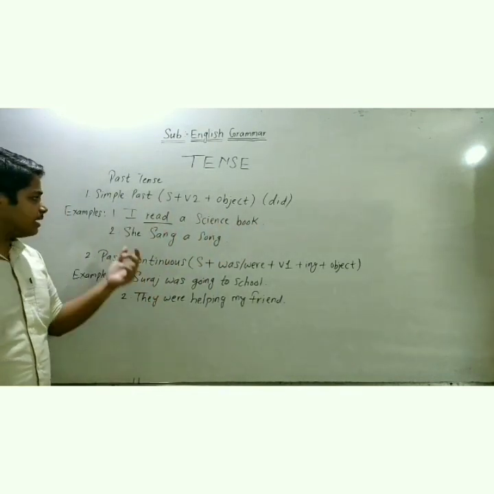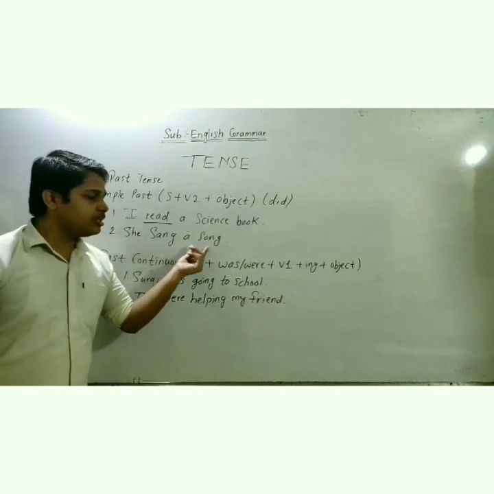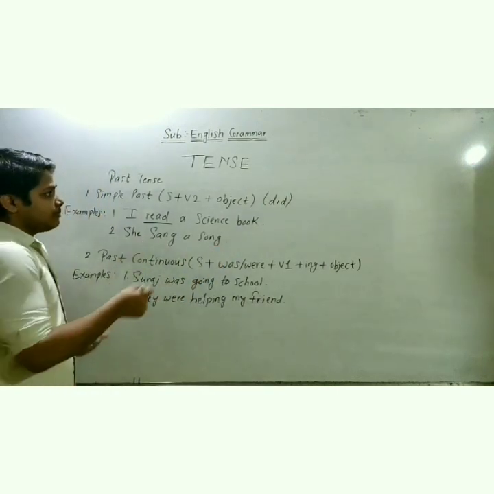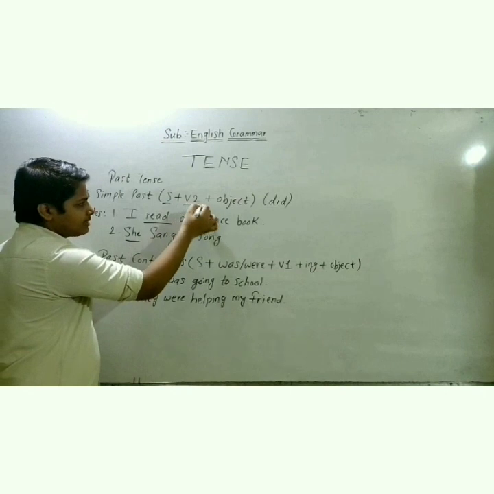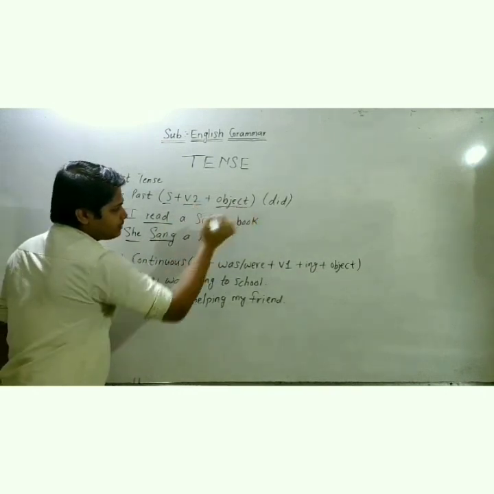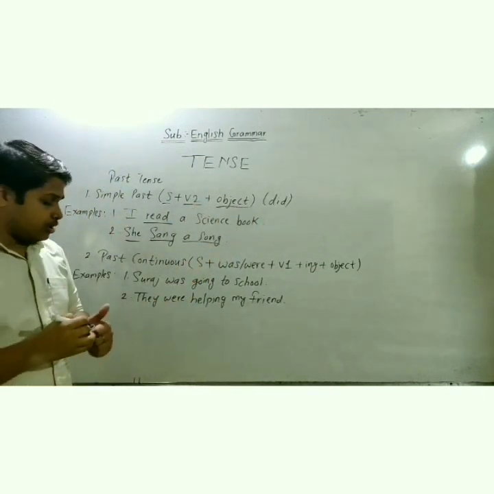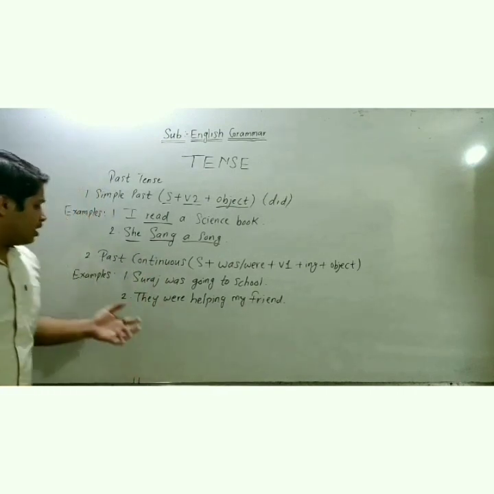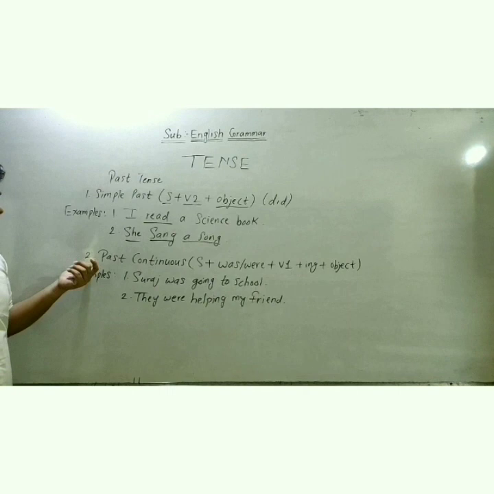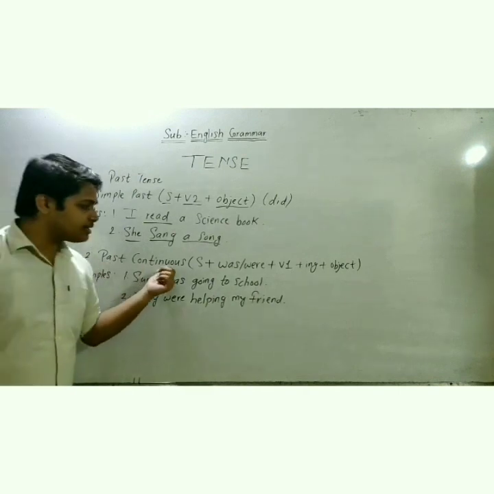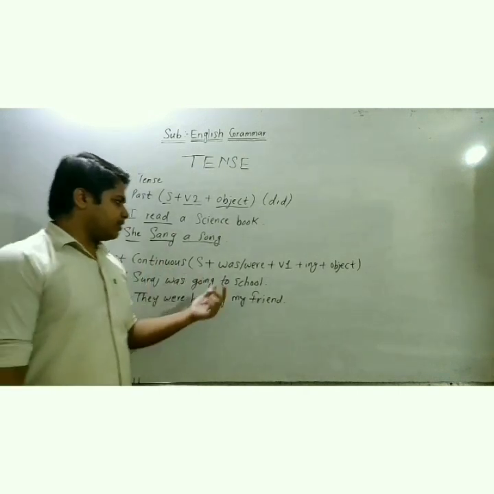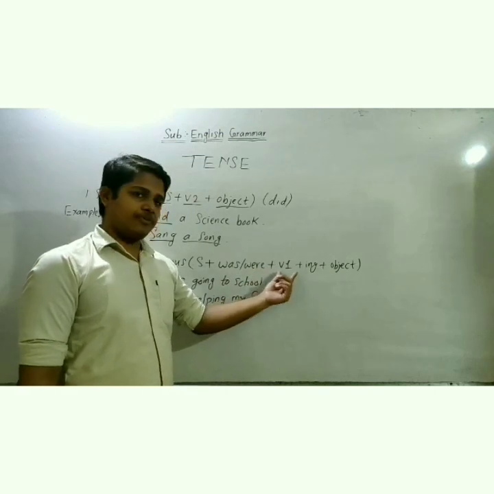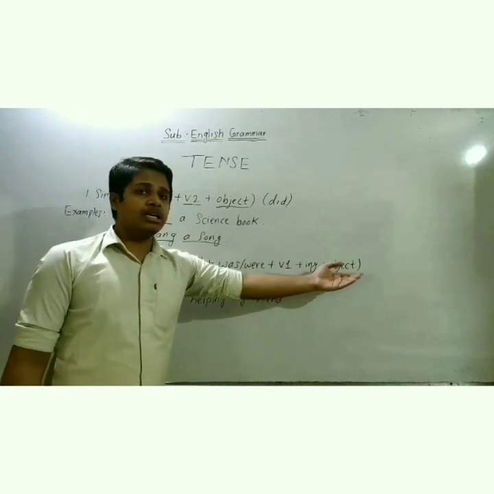After that, the second example: she sang a song. The subject is she, the verb's second form is sang, and the object is a song. So sang is nothing but the verb's second form. After that, continuing with the second part, subtypes of past tense, that is the past continuous tense. And the formula is subject plus was or were plus verb's first form plus ing plus object.